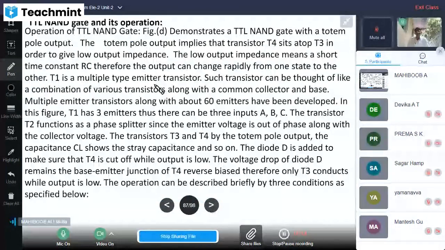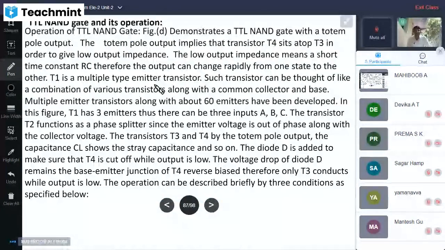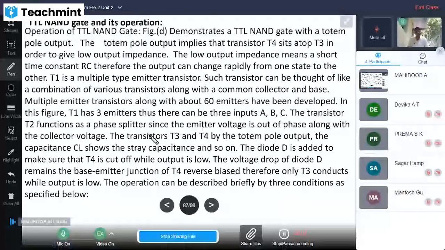Now the TTL NAND gate and its operation. For your syllabus, the TTL NAND gate is there, the TTL NOT gate, the inverter, and the CMOS inverter. As per your syllabus, the slides are introduced here, not all the gates. Few gates are for your syllabus. Here, the basic TTL NAND gate and its operation.